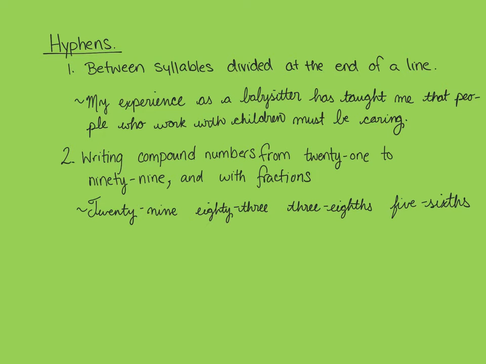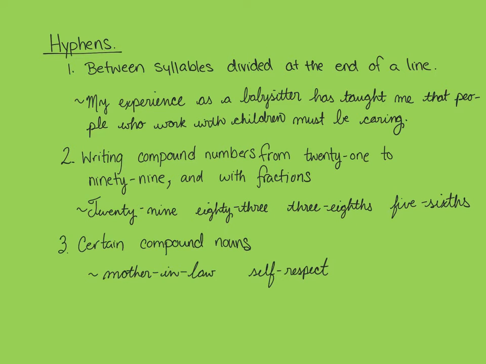You also use hyphens when writing compound numbers from 21 to 99, as well as with fractions. So if you're writing 29, you would have a hyphen in the middle. 83, you'd have a hyphen. 3/8, you put a hyphen between the numerator and the denominator. So 3/8, 5/6. There are also certain compound nouns, such as mother-in-law and self-respect, that have hyphens.